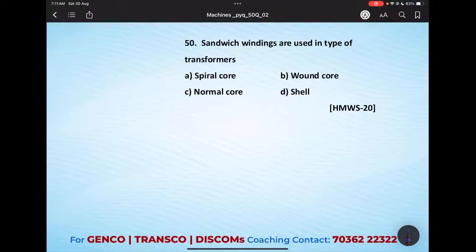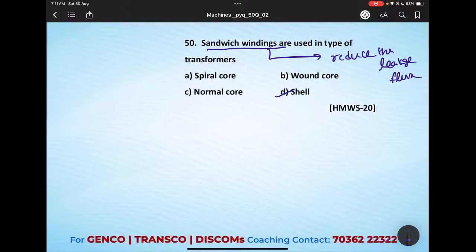Sandwich windings are used in which type of transformer? Sandwich winding is nothing but first the LV winding is placed, on top of that the HV winding, and on top of that the LV winding again. Like this they will do. Sandwich winding is generally preferred to reduce the leakage flux. You might have studied this in transformer construction.